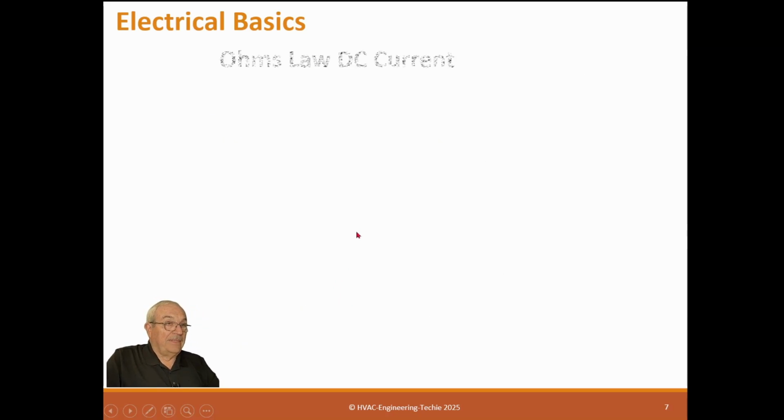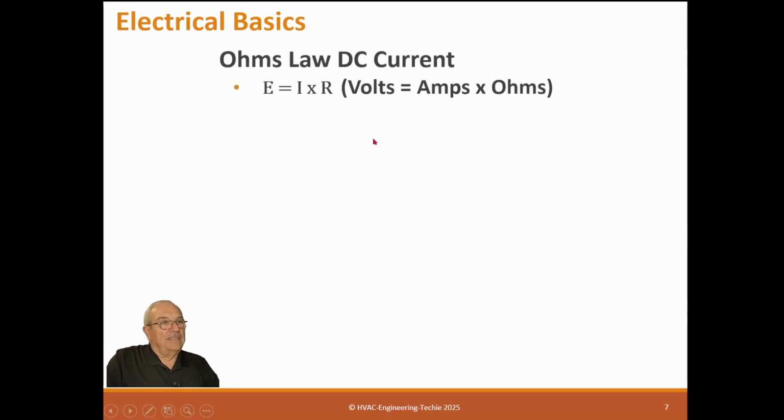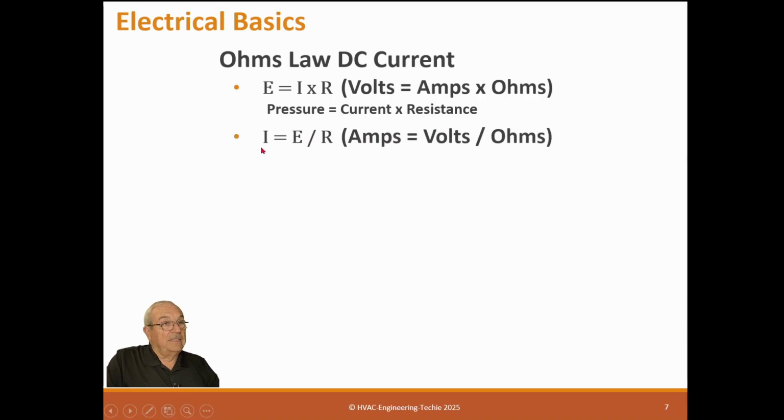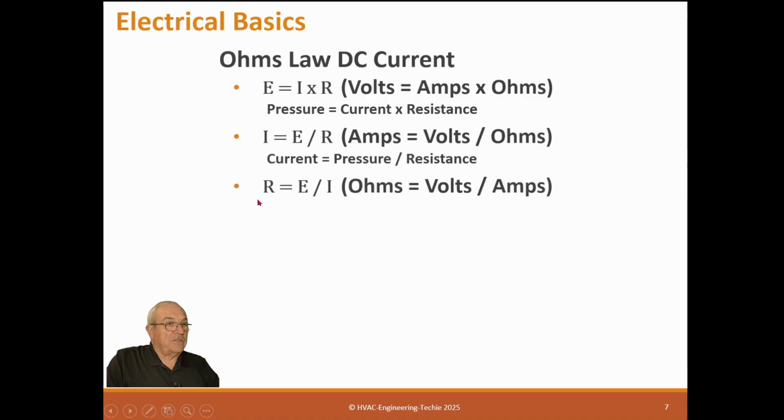Ohm's law is E equals I times R, which is volts equals amps times ohms. In the electrical world, E stands for volts, I stands for amps, and R is for resistance, for ohms. Basically, that's pressure equals current times resistance. If you're a mechanical guy, you can maybe understand it better that way. I equals E divided by R, which is amps equals volts divided by ohms. Current, pressure, resistance. R equals E divided by I, which is the same formula just done in another direction.